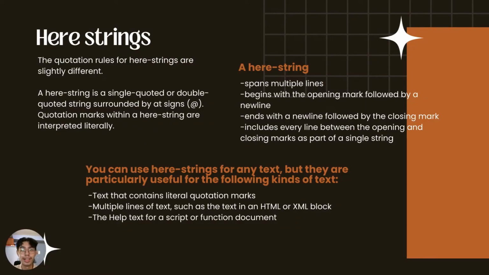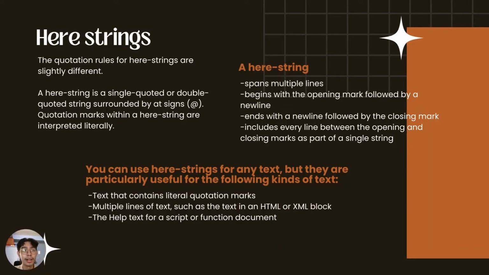So, here-strings. The quotation rules for here-strings are slightly different. A here-string is a single-quoted or double-quoted string surrounded by @ signs. Quotation marks within the here-string are interpreted literally. A here-string spans multiple lines, begins with an opening mark followed by a new line, ends with a new line followed by a closing mark, and includes every line between the opening and closing marks as part of a single string. Like regular strings, variables are replaced by their values in double-quoted here-strings, and in single-quoted here-strings, variables are not replaced by their values.